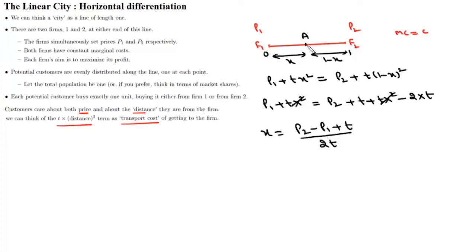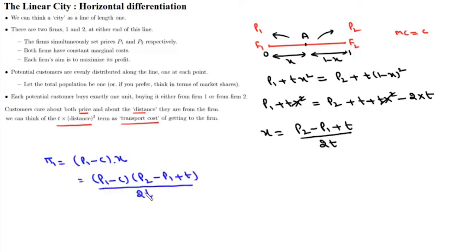So point A on the line is where the demand gets split. All the customers from 0 to A will order from firm 1, and all the customers beyond A will order from firm 2. Now we write the profit function for firm 1: pi1 is price P1 minus marginal cost C, times its demand, which is x. So it is (P1 minus C) times (P2 minus P1 plus T) upon 2T.